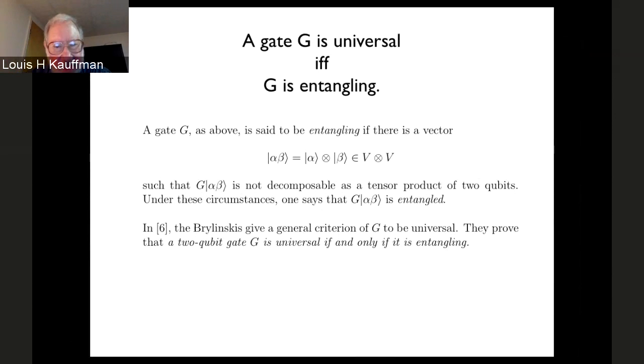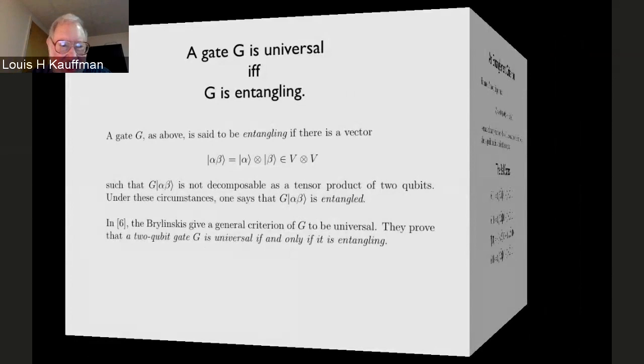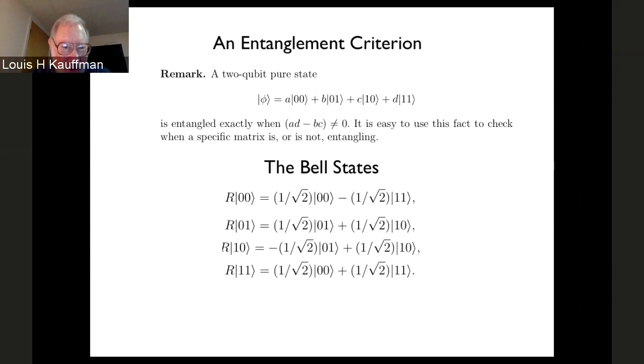This is called the Bell basis change matrix. It's very entangling. It takes the standard basis of four-dimensional space, 00, 01, 10, 11, and takes each one over to an entangled state. Those guys on the right are just not tensor products. There's an easy criterion in four-space for finding out whether something is entangled. I've written it there. You might find it interesting to look at.